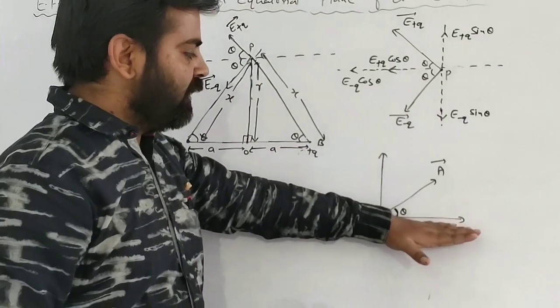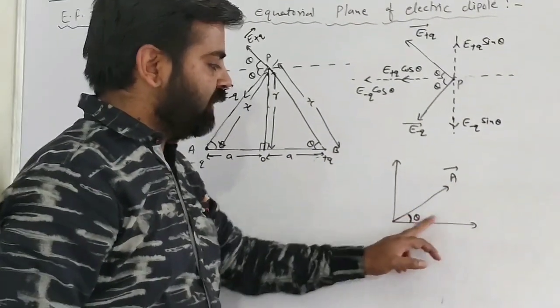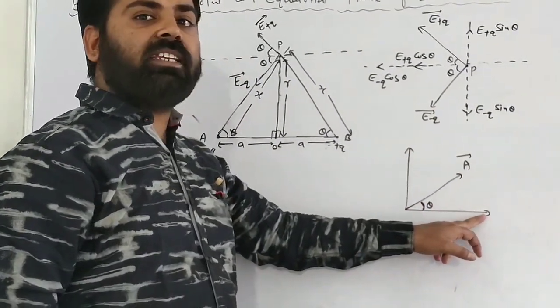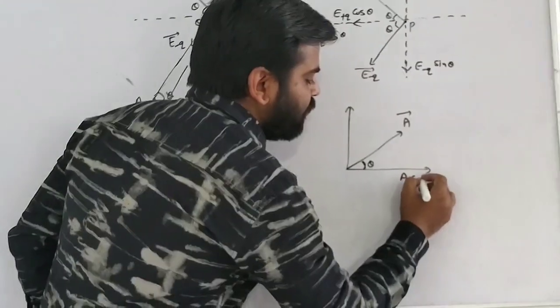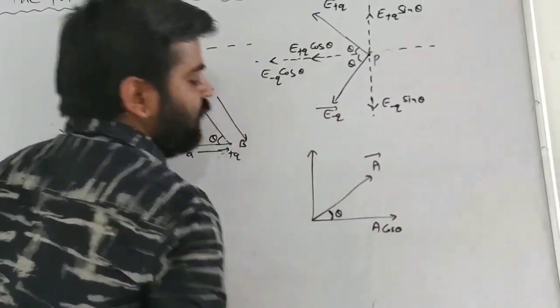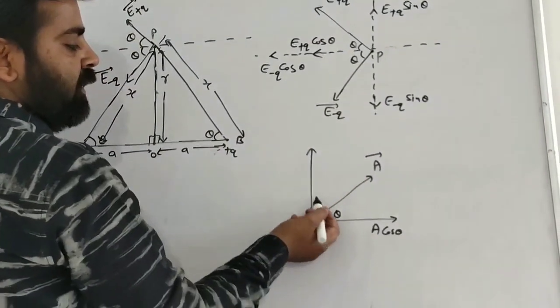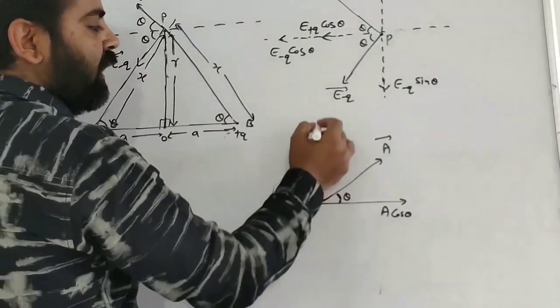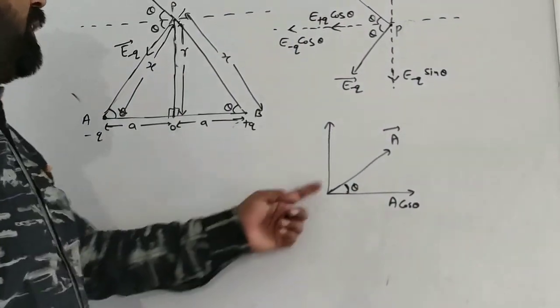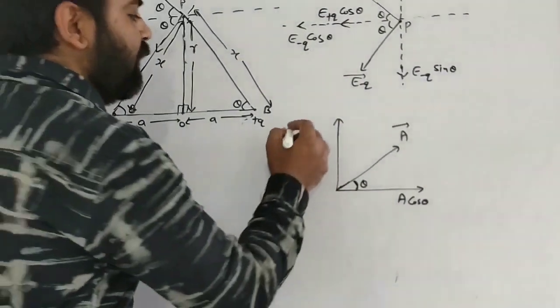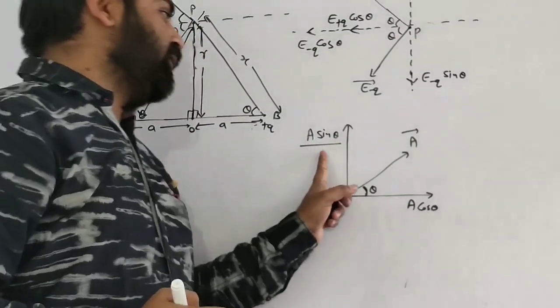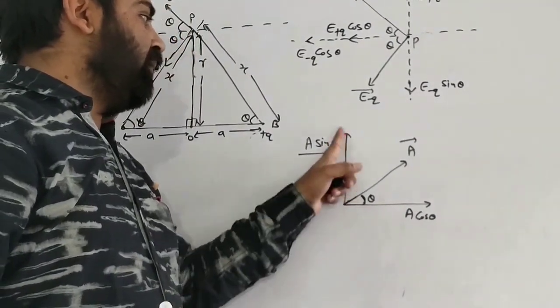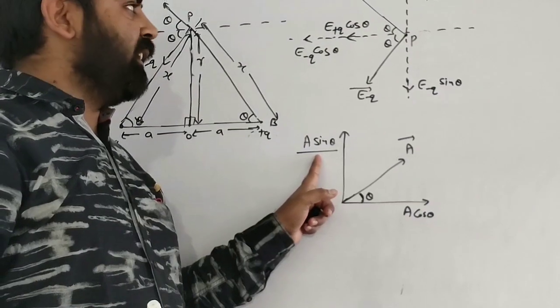Which line makes the theta angle? This makes a cos theta, that means it is a cos theta component, and the line which does not subtend the theta angle is said to be sin theta. So the vertical component is sin theta.